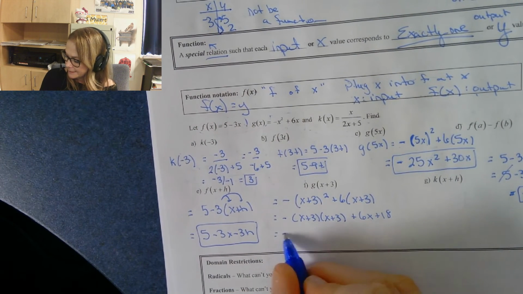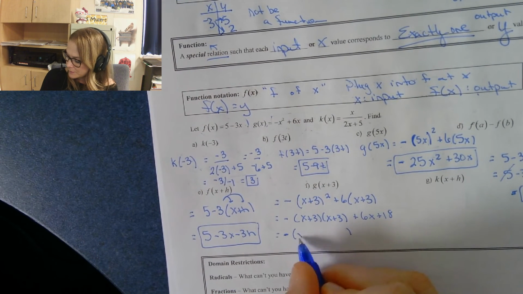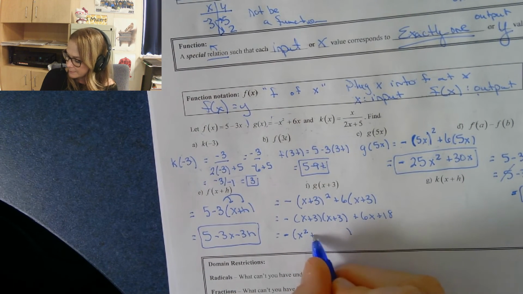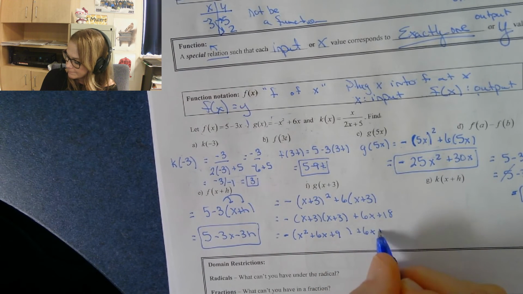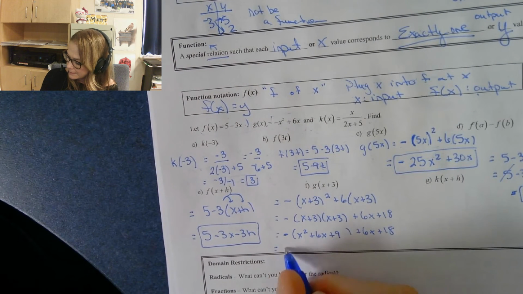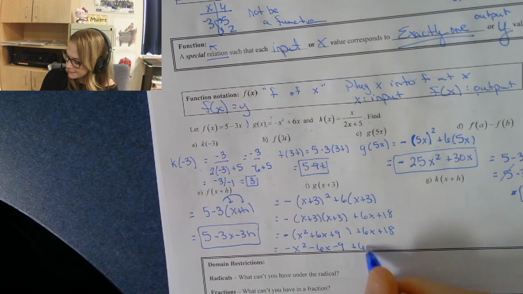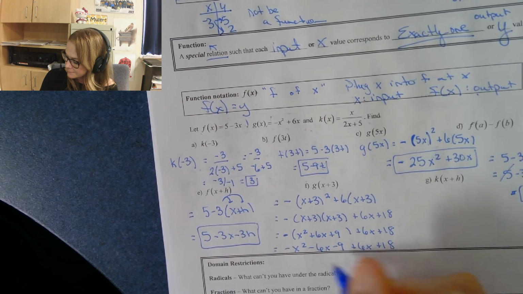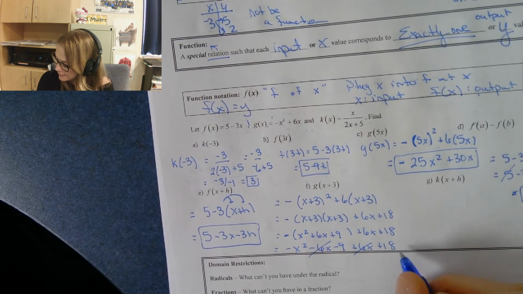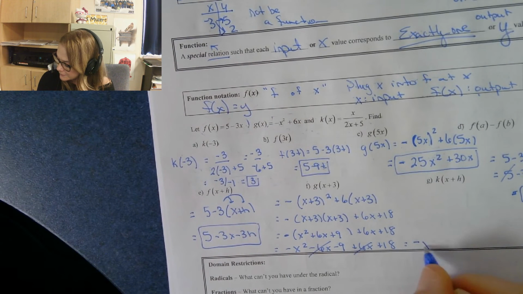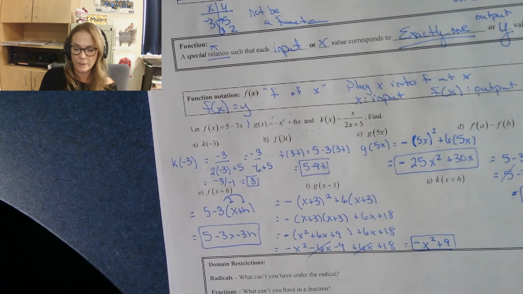I have to leave my negative hanging out in front until I'm ready to consider it. X squared, that's first. Outer and inner will be plus 6x, and last will be 9. Negative x squared minus 6x minus 9 plus 6x plus 18. Those cancel, and I think I'm done here with negative x squared plus 9. Negative x squared plus 9.